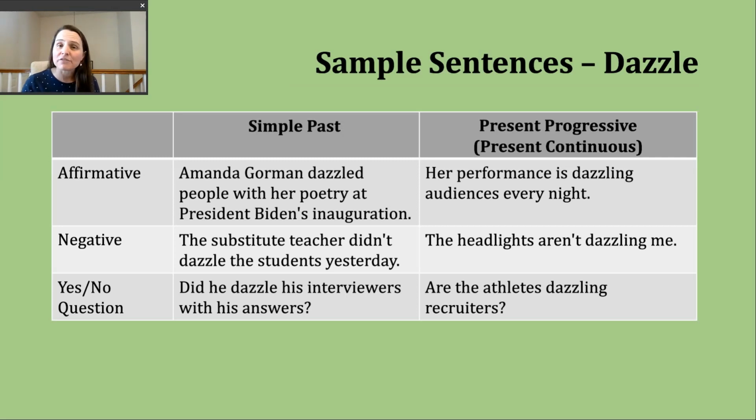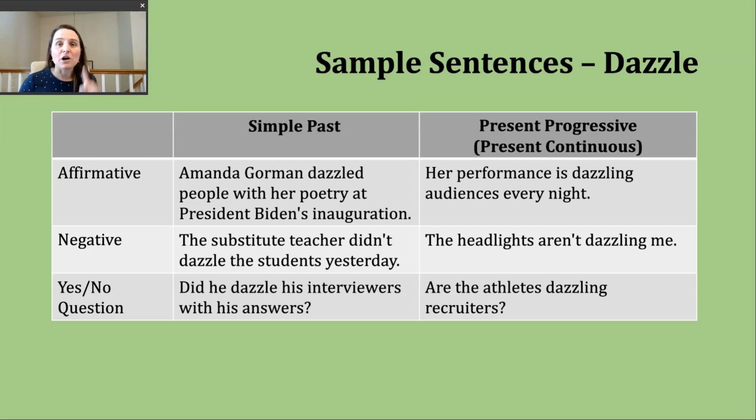You can see that in my affirmative example. Her performance is dazzling audiences every night. Okay? So for some theatrical shows, plays, musicals, etc., they will do the same show again and again for a week, a month, or perhaps even longer. So this sentence is describing the show that is in progress, right? And that's why we're using the present progressive here.